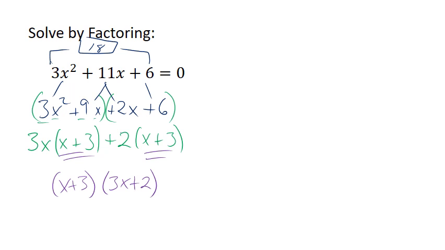Now that I have that, I'm ready to write it in factored form and solve. And just so I don't mess up like I did on the last one, I'm going to be very careful. Make sure I copy it correctly. X plus 3 times 3x plus 2 equals 0. For this to be true, one of these two factors has to be equal to 0.